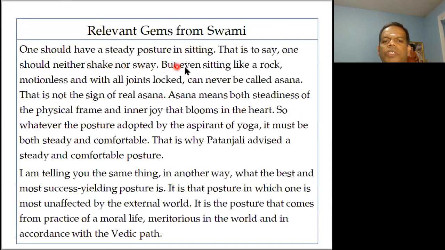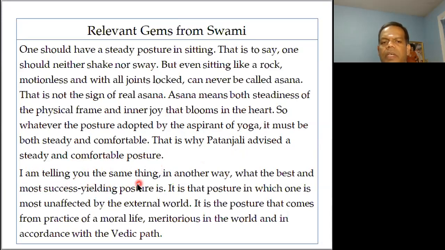One should have a steady posture in sitting. That is to say, one should neither shake nor sway. But even sitting like a rock, motionless and with all joints locked, can never be called asana. That is not the sign of real asana. Asana means both steadiness of the physical frame and the inner joy that blooms in the heart. So, whatever the posture adopted by the aspirant of yoga, it must be both steady and comfortable. That is why Patanjali advised a steady and comfortable posture.